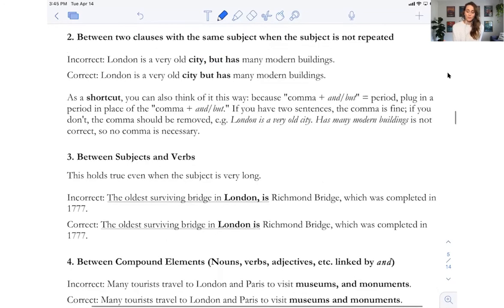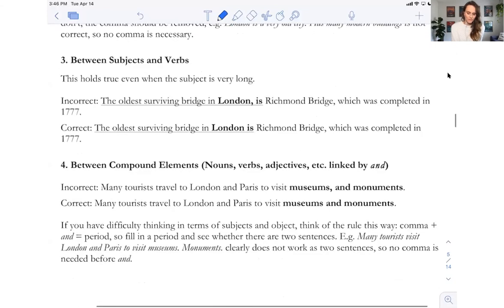Between two clauses with the same subject: if I have one subject and two verbs, or two verbs and one subject, I don't need a comma. So, "I read a book and wrote an essay." I did two things there, and there is no comma necessary in that sentence. If I said, "I read a book and you wrote an essay," now there are two subjects and two verbs, so I would need a comma in that sentence to separate my two complete sentences.